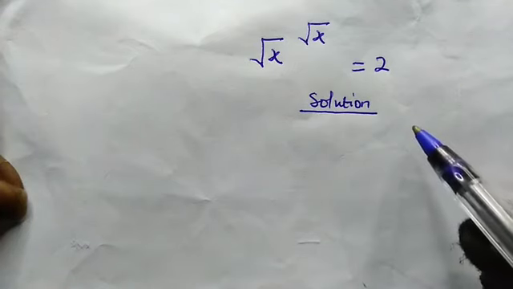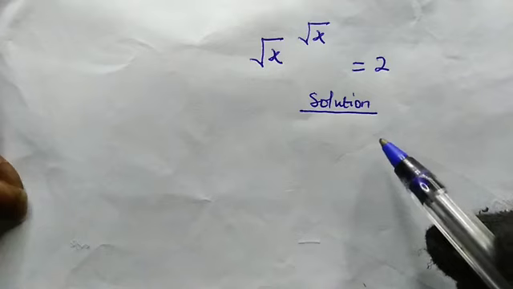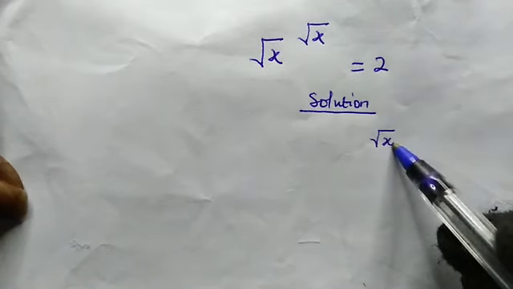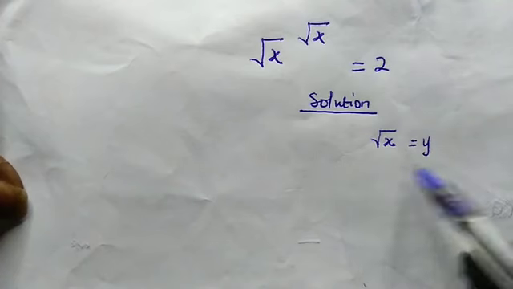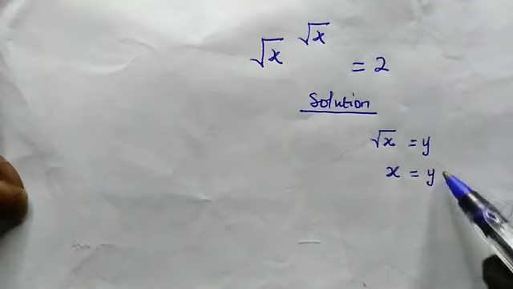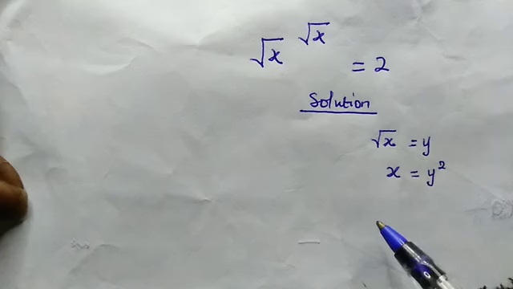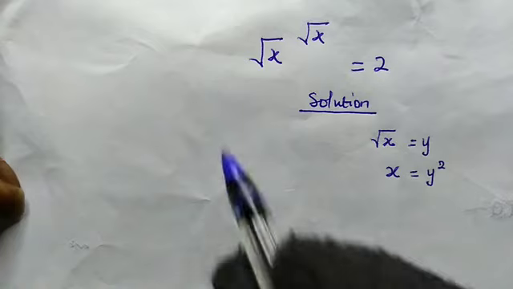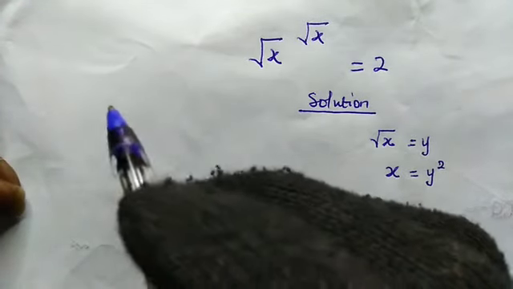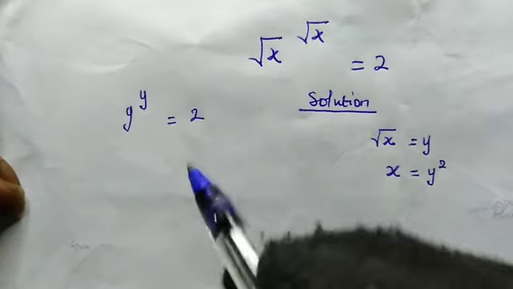But before we proceed, let us make the following substitution. For my substitution, I'm going to let square root of x equal y. Obviously, if we square both sides of this equation, we have x is equal to y squared. So my target is to solve for y squared because that will give me exactly the value for x, right? Now for the equation, we transform that equation from root x raised to the power of root x to y raised to the power of y, and this is equal to 2.